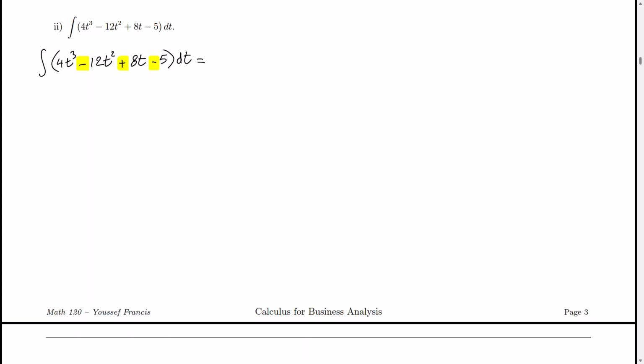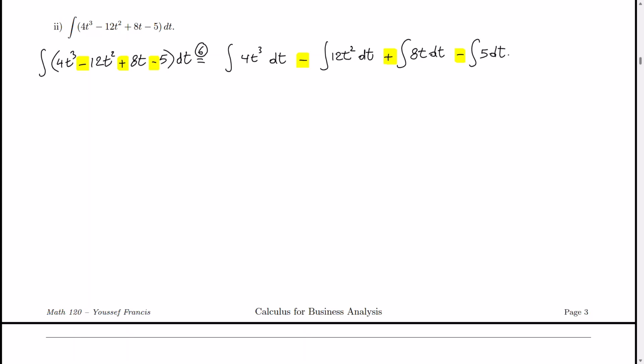So according to the sum difference rule, which is rule number 6, I can give each one of those pieces its own individual integral. So I can give the 4t cubed its own integral, I can give the 12t squared its own integral, and I should be writing dt over here, and I can give the 8t its own integral, so integral of 8t dt, and then finally the 5 gets its own integral as well. So this is the sum difference rule that tells me that I can break my problem that had 4 terms into 4 different simpler problems and just solve each one of them individually.